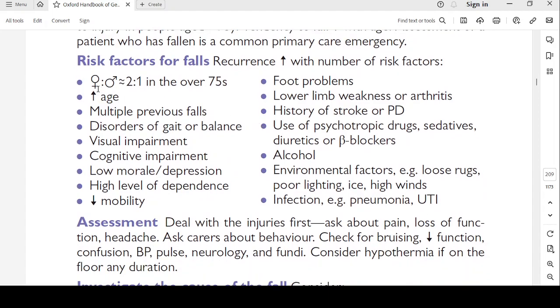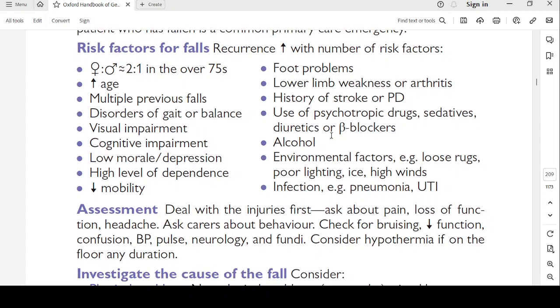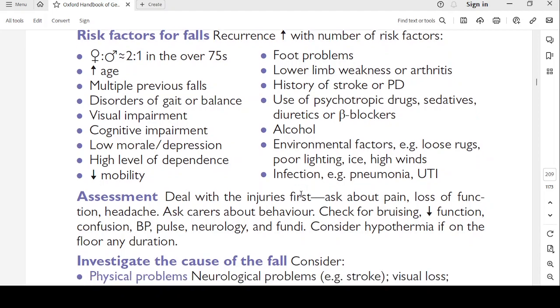First, females more than males, 2 in 1 over the 75s, increased age, multiple previous falls, disorders of gait or balance, visual impairment, cognitive impairment, low morale or depression, high level of dependence, decrease in mobility, foot problems, lower limb weakness or arthritis, history of stroke or Parkinson's disease, use of psychotropic drugs, sedatives, diuretics or beta blockers, alcohol, environmental factors, for example loose rugs, poor lighting, ice, high winds, infection, for example pneumonia and UTI.